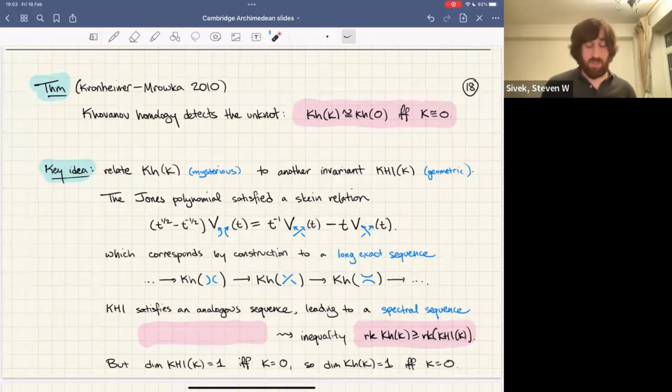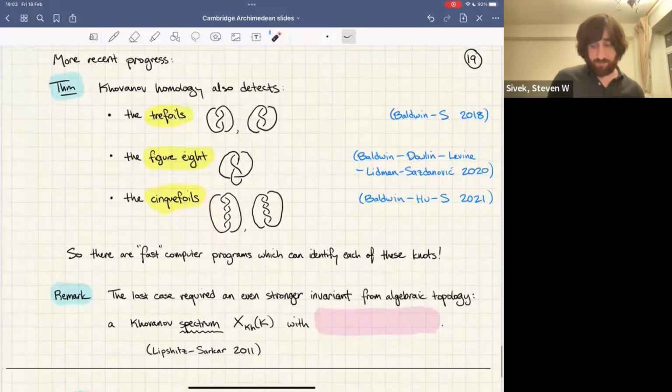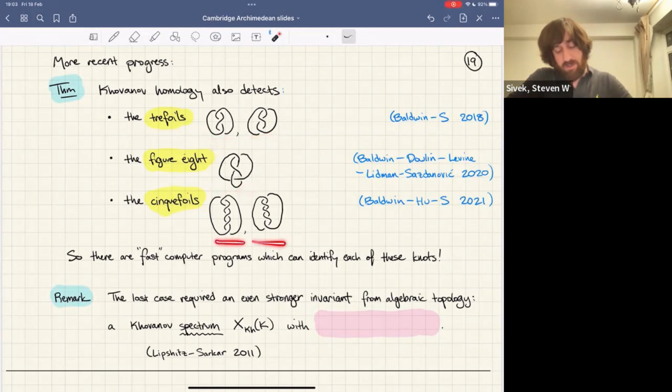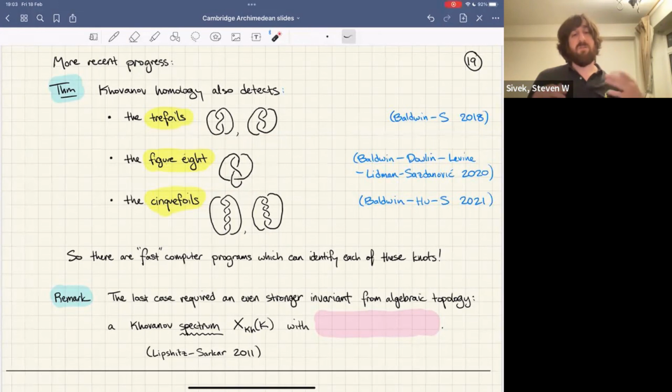So that means that if Khovanov homology had rank 1, then this other invariant had rank 1, so it was unknotted as well. And just to finish with some more recent developments, we know now, building on this work, that Khovanov homology does actually detect the next couple simplest knots, the ones I've started with. So the trefoils, the figure 8, the cinquefoil and its mirror image. This is all work done in the last, say, 4 years. For the trefoils and the cinquefoil, that was some of my work joint with various collaborators. And what that means is Khovanov homology is combinatorial. There are fairly fast computer programs that can actually identify these knots on the nose because they can compute the Khovanov homology and tell you whether it matches the answer for the trefoils, the figure 8, or the cinquefoils.